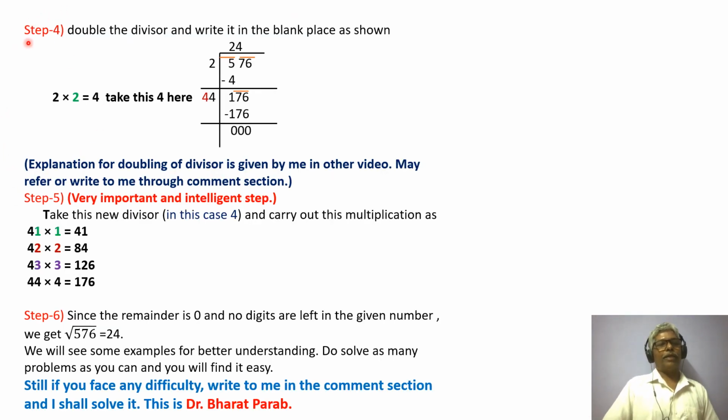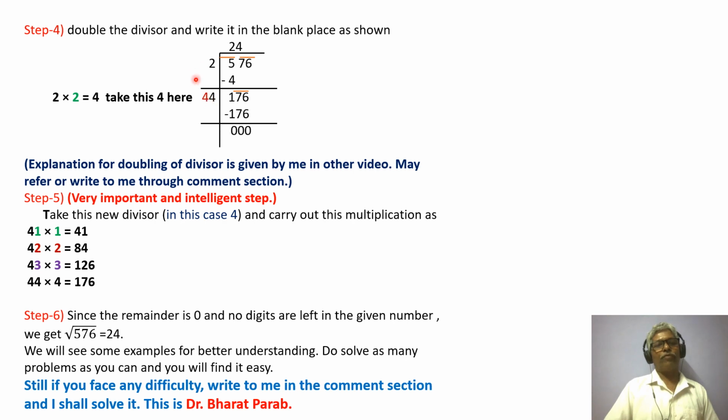Next step, step 4: double the divisor and write it in the blank place as shown. This was a blank place. So this is a divisor. You have to multiply it by 2. This blue 2, you get 4. Any divisor, any number here, you have to multiply by 2 only. And if there is 1, you have to still multiply by 2. 3, again 2. Then this is a product. So this was a blank space.